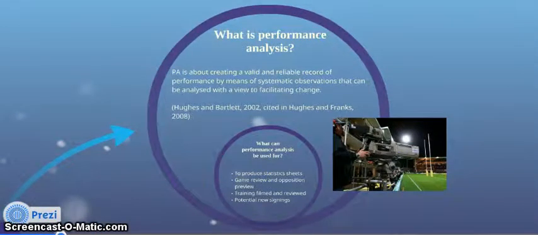What is performance analysis? The definition displays that performance analysis is all about how the athlete's movement process is recorded and used to inform the coach on areas of weakness and how these can be improved. Performance analysis can be used before, during and after training, as well as throughout different times in the sporting season, including within a game situation.